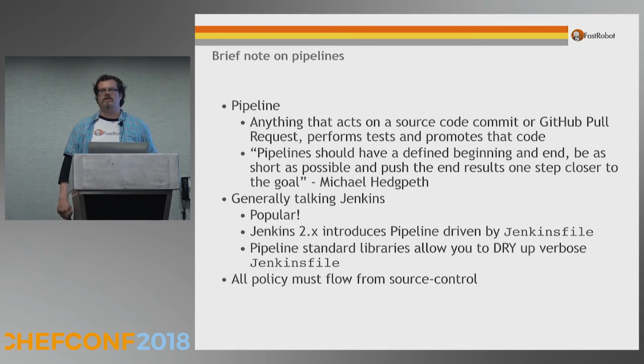But the only other thing to think about on pipelines is that every single policy change has to flow through source control. Git is in all of my examples. There's no reason it couldn't be something else. But that's how your code gets into the Chef server.